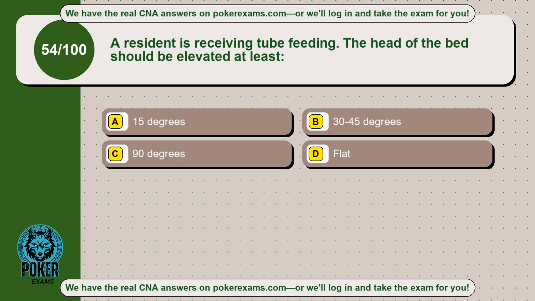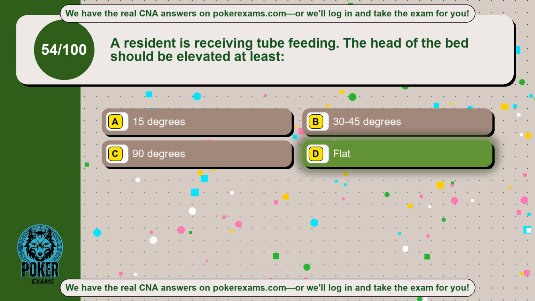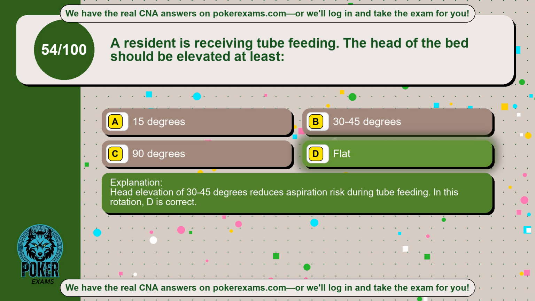Question 54. A resident is receiving tube feeding. The head of the bed should be elevated at least: Option A, 15 degrees. Option B, 30 to 45 degrees. Option C, 90 degrees. Option D, flat. The correct answer is option D. Flat. Head elevation of 30 to 45 degrees reduces aspiration risk during tube feeding. In this rotation, D is correct.